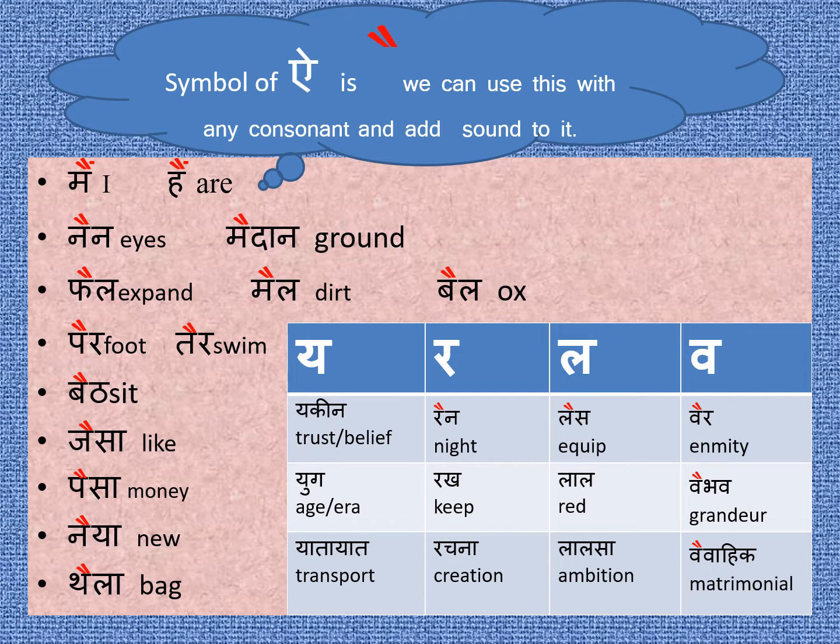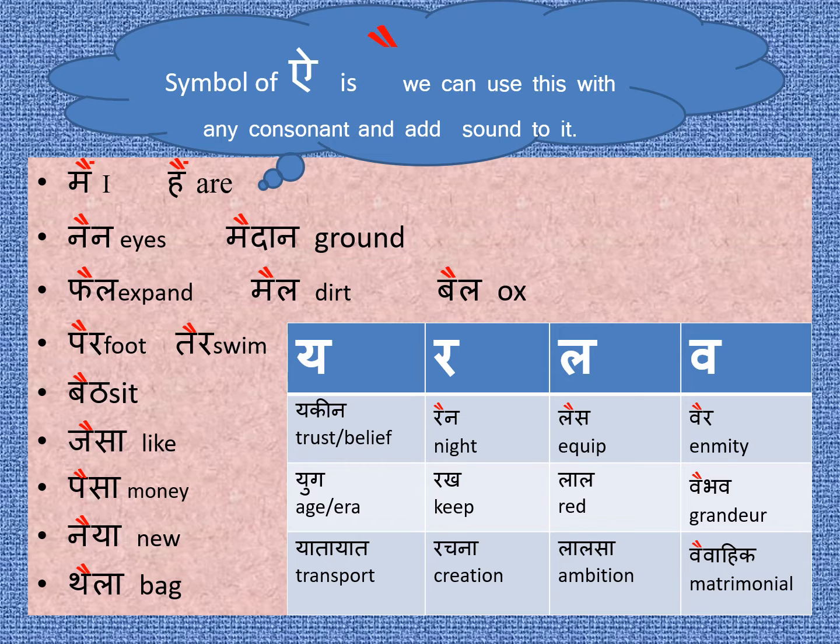Then jaisa, ja it is added. Paisa, with pa we are adding it. Naiya, with na we are adding it. Thela, with tha we are adding it. So this was the A sound, how to add it.